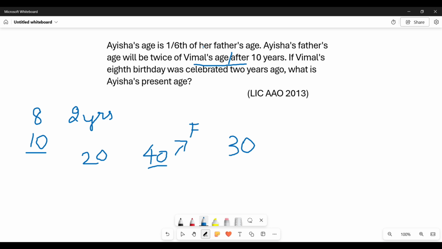Right? Now all you need to solve is Aisha's age is one sixth of the father's age. When they say one sixth, it is like 1, 2, 3, 4, 5, 6. So if there were 6 parts, Aisha's age is just one part. So out of 30, one sixth is 5. So Aisha's age should be 5. Let's go ahead and verify our answer.